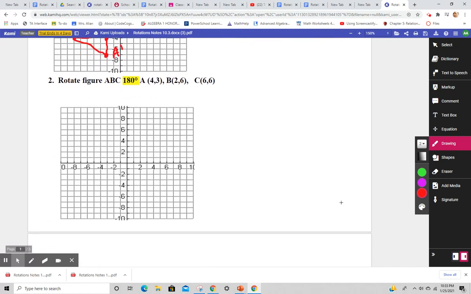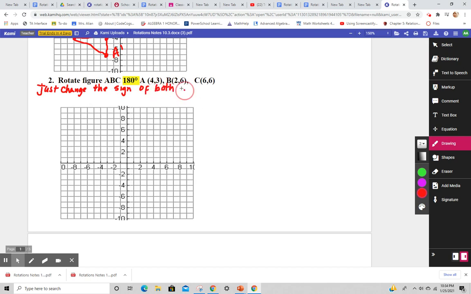All right, let's look at number 2. Rotate figure ABC 180 degrees. All right, do you remember the rules? For 180 degrees, we do not switch the X and Y. We just change the sign of both.